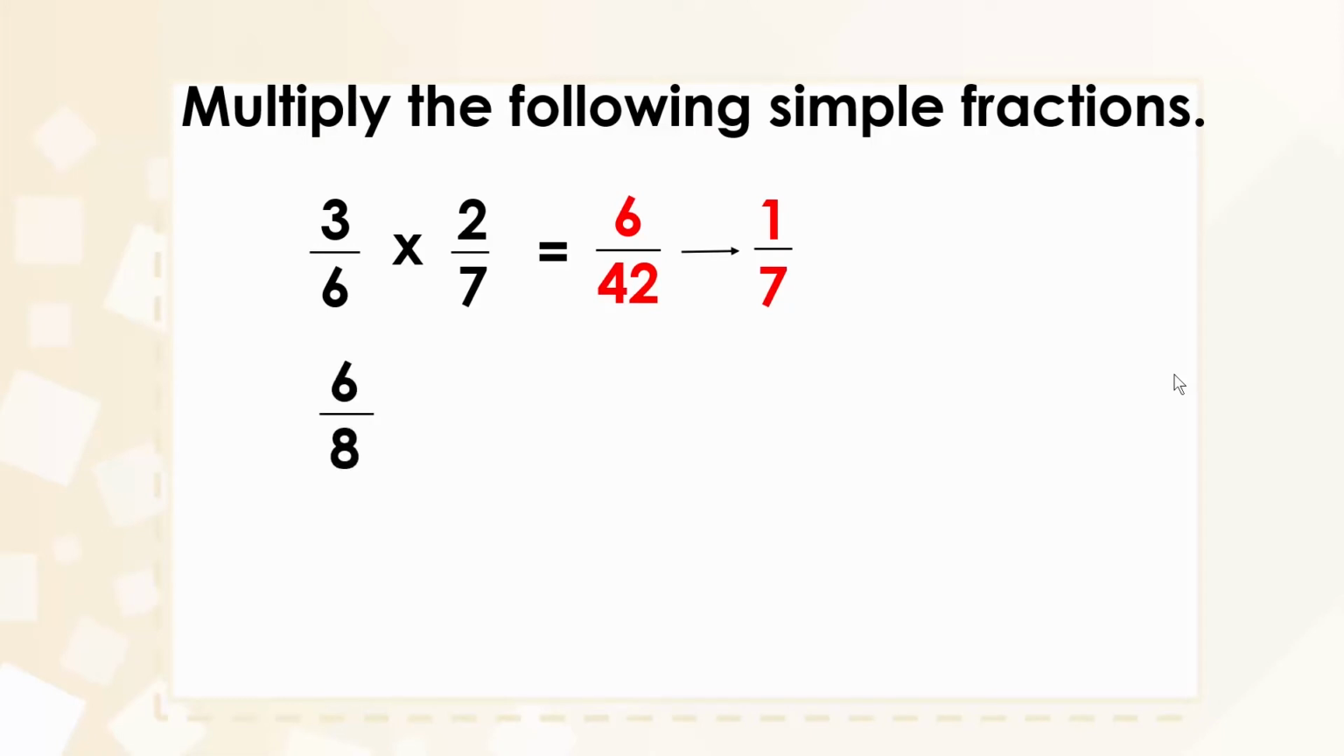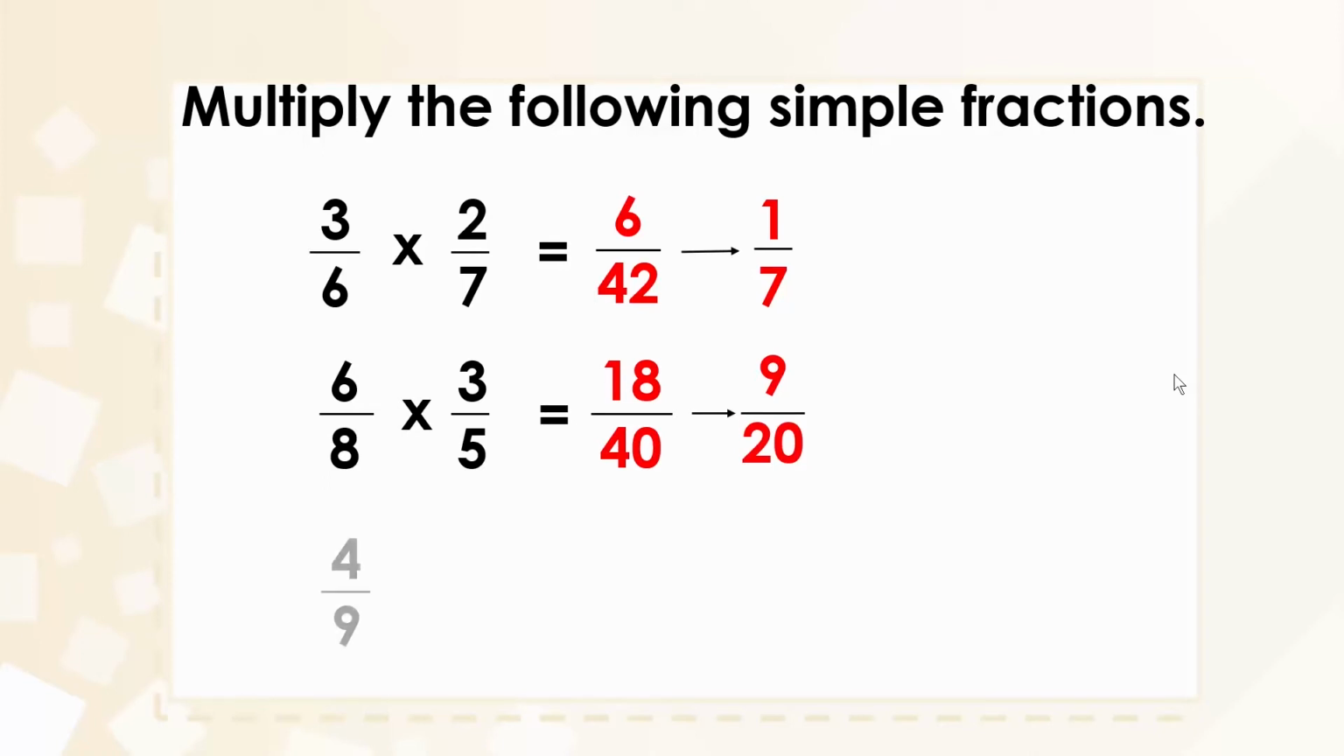Number 1, 3 over 6 times 2 over 7. Good job! The answer is 6 over 42 or 1 over 7. Number 2, 6/8 times 3/5. The answer is 18 over 40 or 9 over 20. Number 3, 4 over 9 times 1/2. Good job! The answer is 4 over 18 or 2 over 9. It's easy, right?